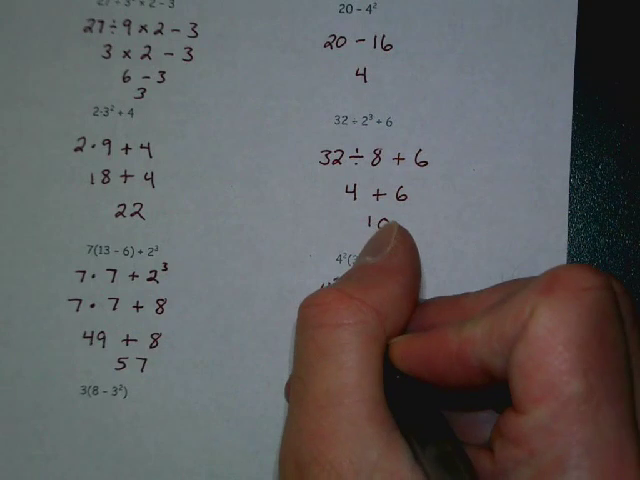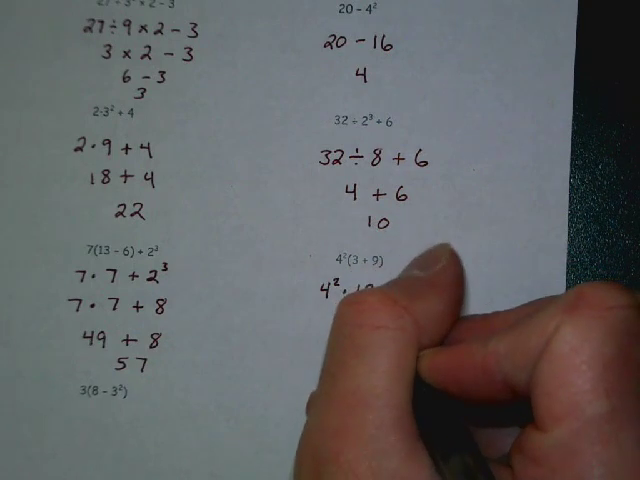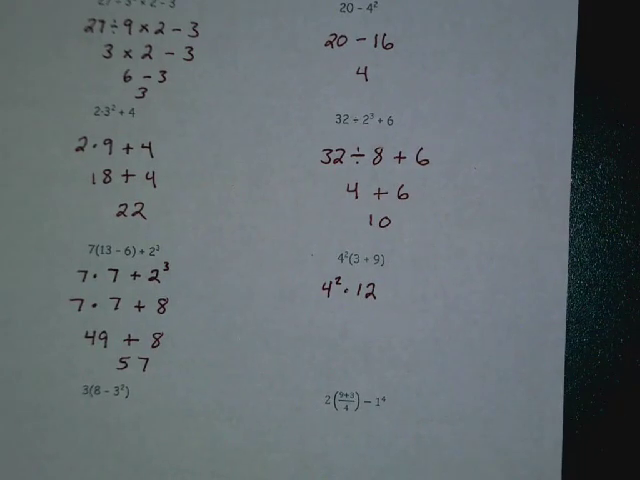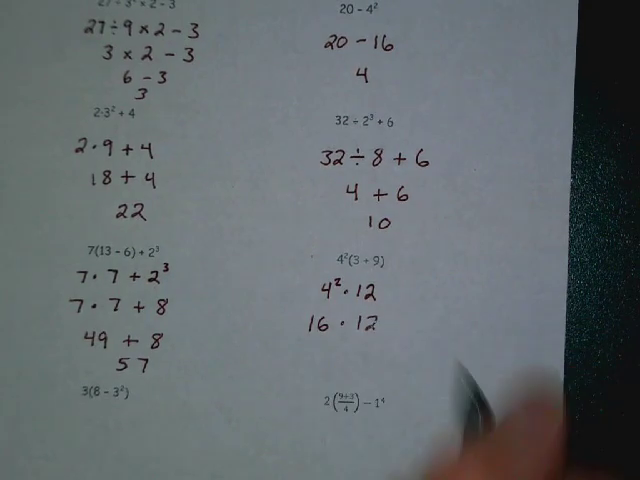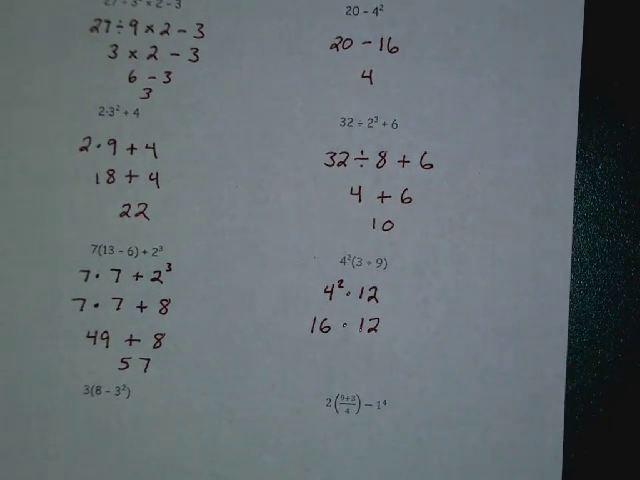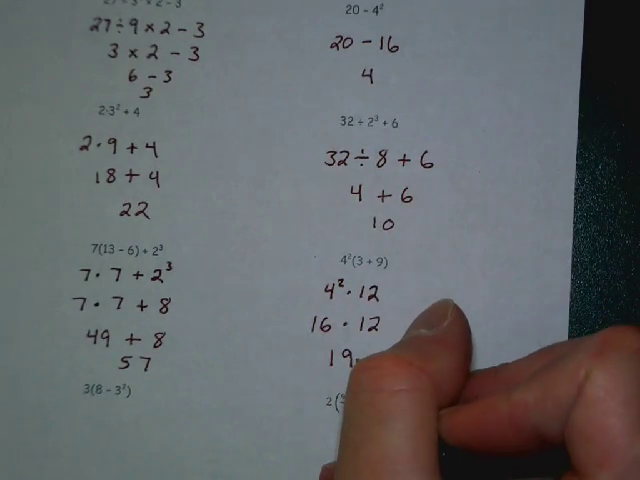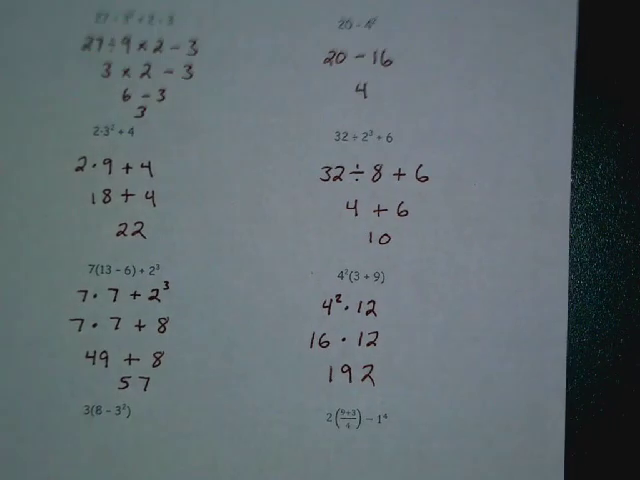Okay, over to the right. We got parentheses again. So on the inside, 3 plus 9. What is that going to give us? 12, right? Okay, and then exponents, what is 4 squared? 16, and then last, 16 times 12. 196, you said? What's that? 192. Okay. All right, last row.